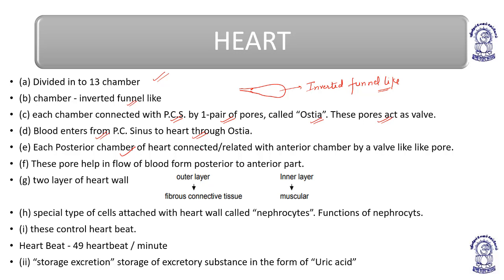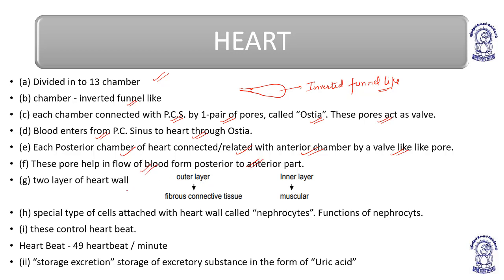Each posterior chamber of the heart is connected to the anterior chamber by a valve-like pore. These pores help in the blood flow from the posterior to the anterior part.